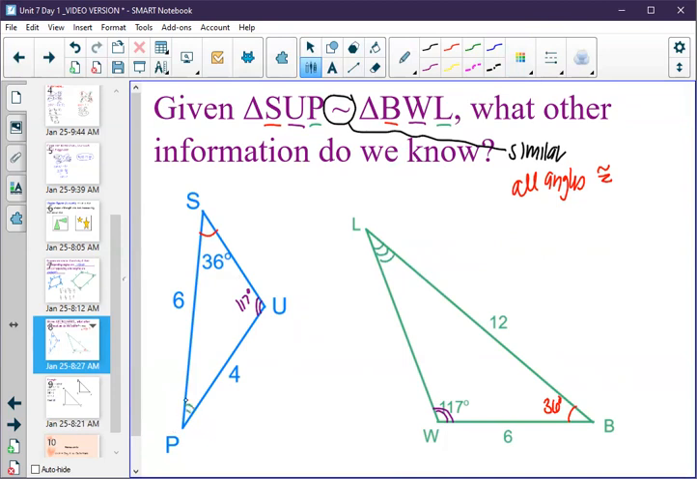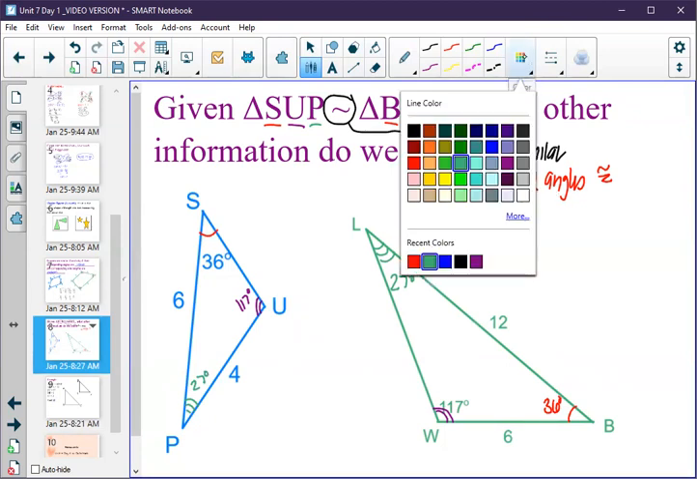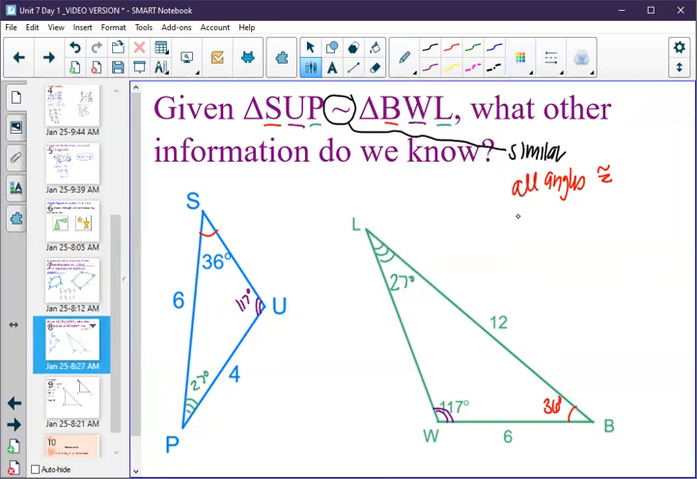I don't know either of them, but thankfully I know that the angles in a triangle add up to 180 degrees. So if I take 180 minus 117 minus 36, I get what's left over, and I get 27 degrees for each of those. So again, similar, all angles are congruent, and the other thing that we know about similar figures is that all sides are proportional.